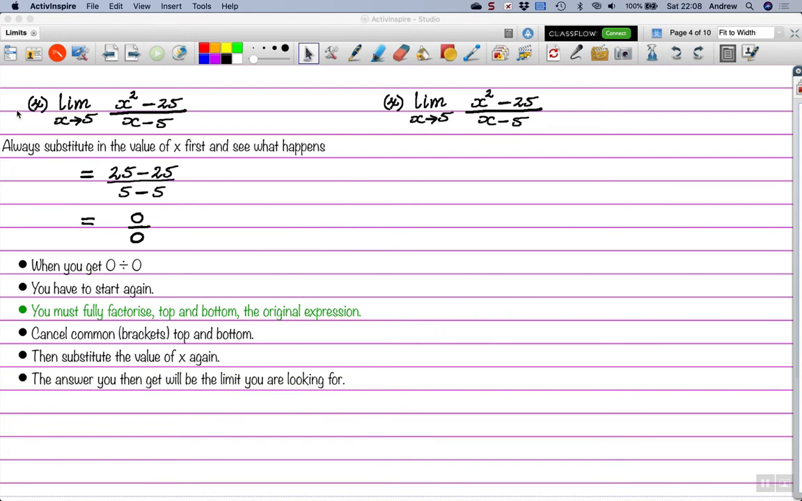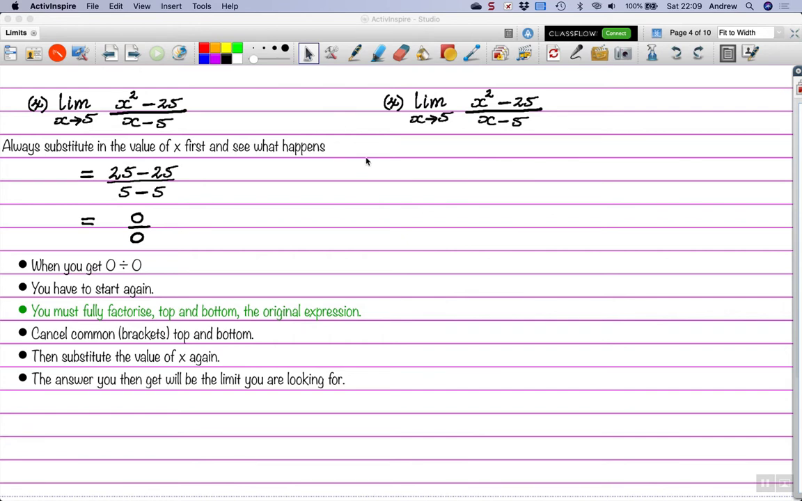So looking at number 4 from the previous page, and this part can very often be done in our heads, when you put 5 in, you get 25 minus 25, which gives us a 0 on top, and 5 minus 5 gives us the 0 on the bottom. And when you get a 0 top and bottom, then you have to follow the stages outlined in this bullet pointed list. You need to pause the video at this stage and copy down that bullet pointed list underneath this example. I will continue on the other side.